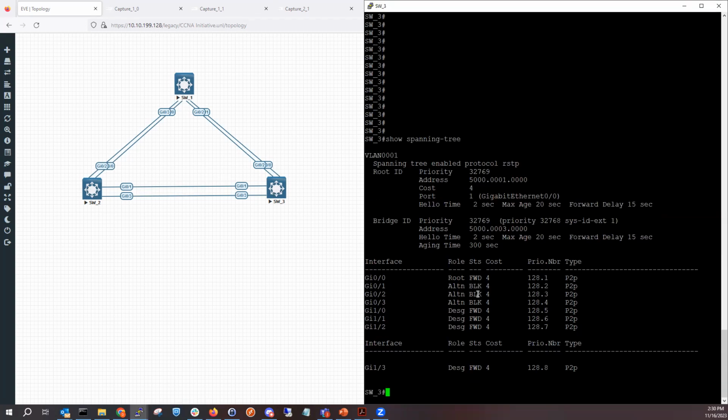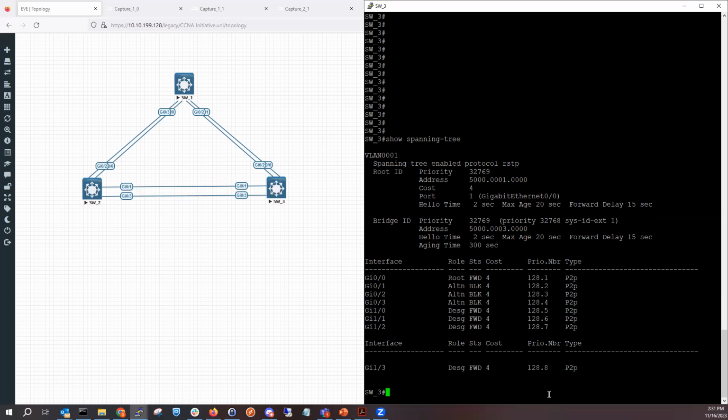Okay. All right. So gigabit 0 and gigabit 2 are connected to switch 1, right? Even numbers are up there. Gigabit 1 and gigabit 3 are connected to switch 2. So let's take a look. Gigabit 0/0, that is our root port, right? It's good to go. It's working well.